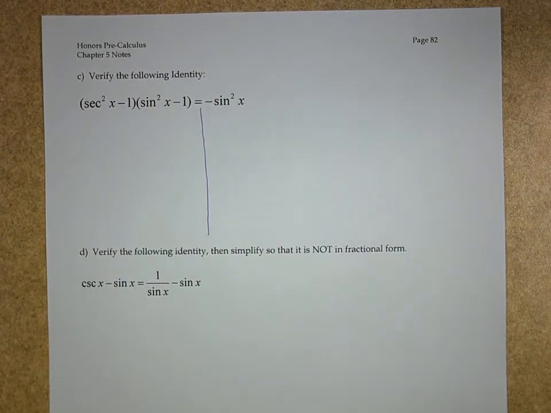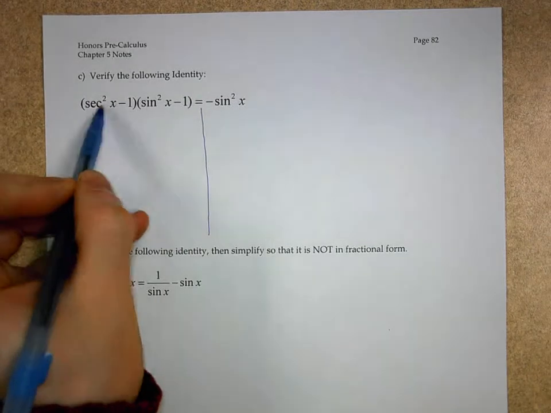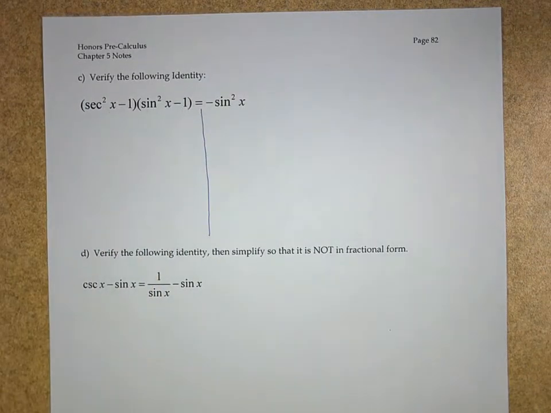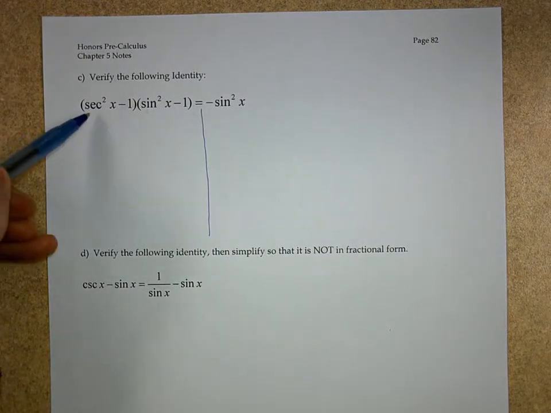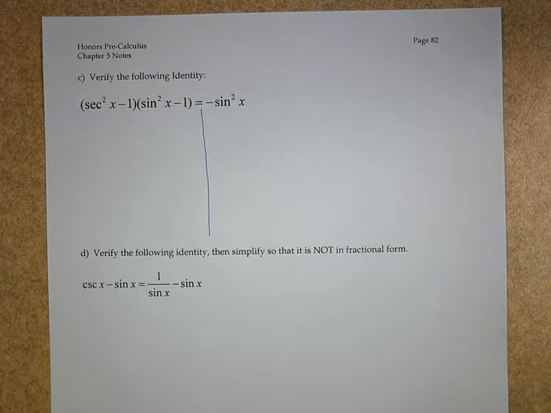The third way, and probably the most efficient way to go about doing this, is looking at the fact that these both have 1s in them, and they're both quantity squareds, which there's a good chance this can be manipulated into a Pythagorean identity. And this first one right here certainly can be manipulated into a Pythagorean identity.